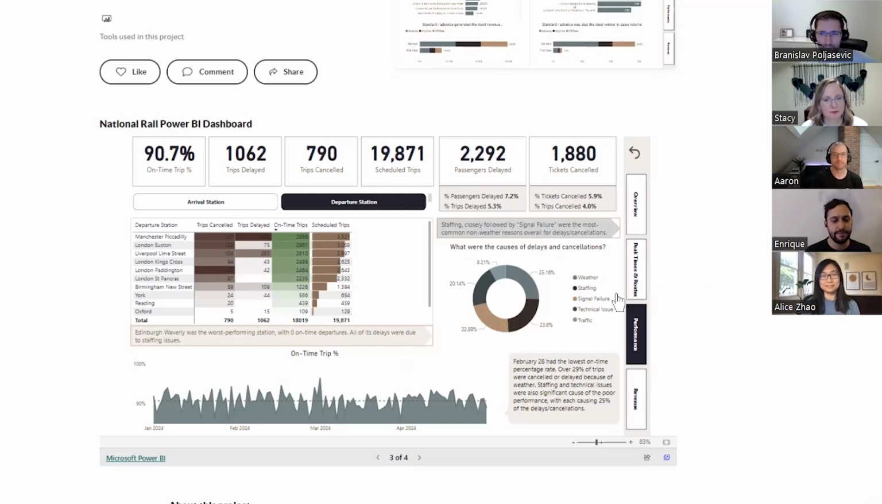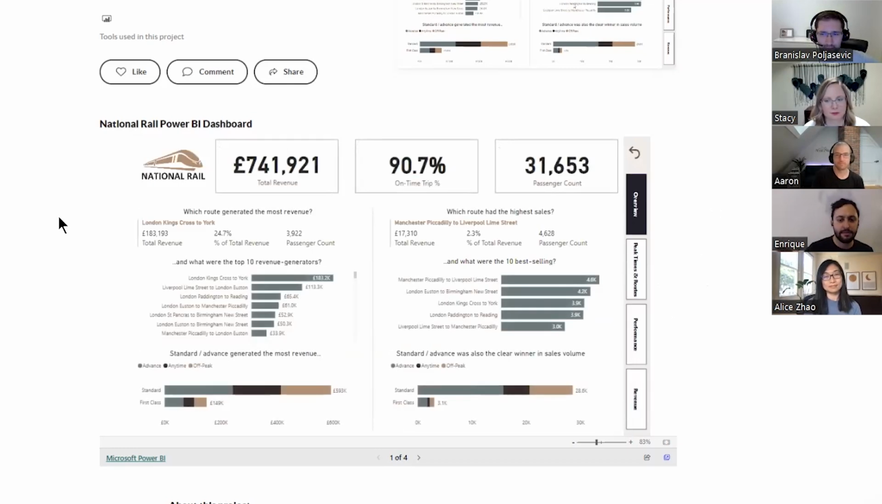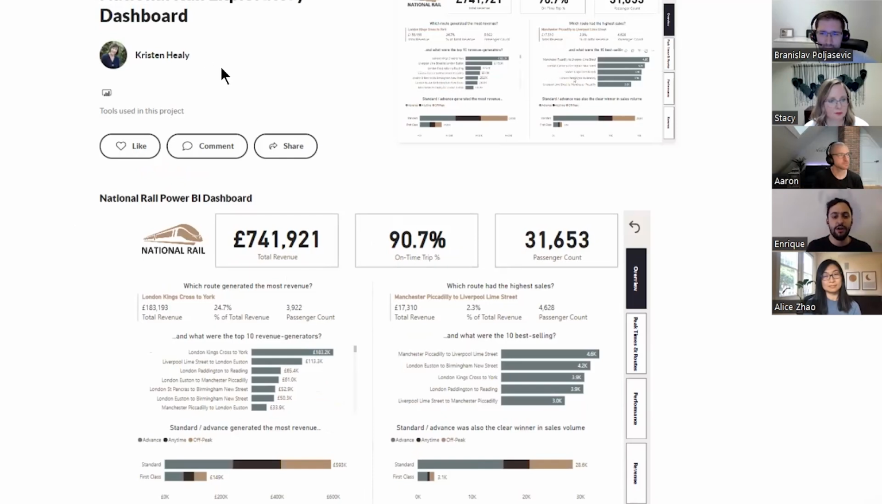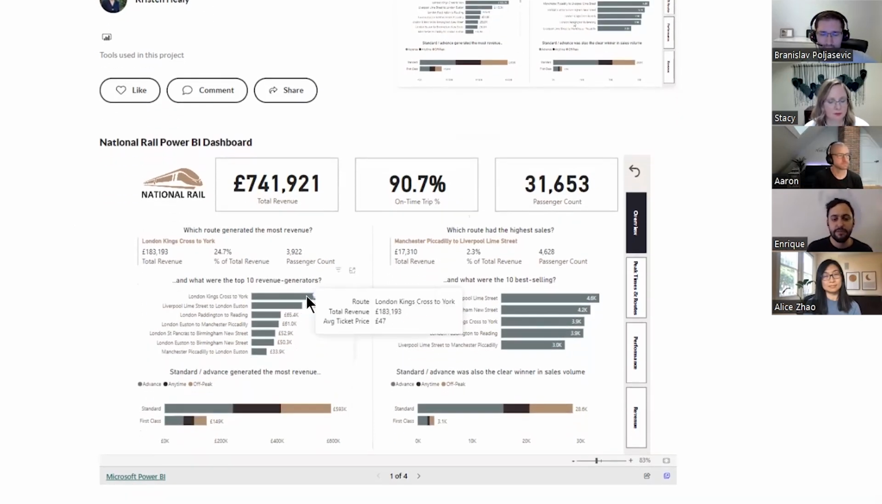The other thing I noticed that I liked about this one, I think it's in the overview tab, Aaron, where the first question, which was to identify the most popular routes, you'll see on the right the most frequent answer, which is correct, the 10 best selling or the most tickets purchased was from Manchester Piccadilly to Liverpool Lime Street. But I love that Kristen also included the top 10 revenue generators, because in that one, London to King's Cross, Liverpool Lime Street to London Euston, I think you can't even see on the top 5 Manchester Piccadilly to Liverpool Lime Street, right?